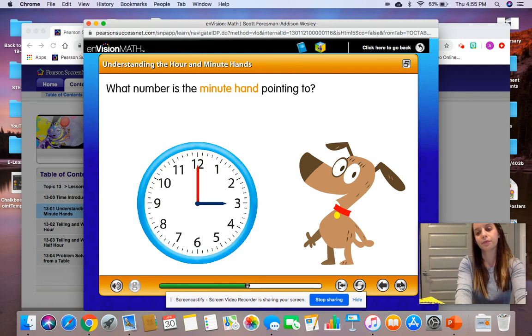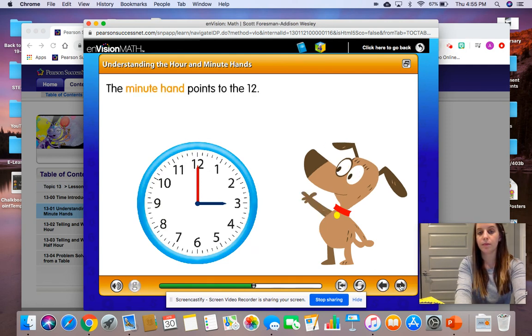What number is the minute hand pointing to? All right, so looking at the clock in the video, the minute hand is that red long hand that you see. What number is that pointing to? The minute hand points to the 12.